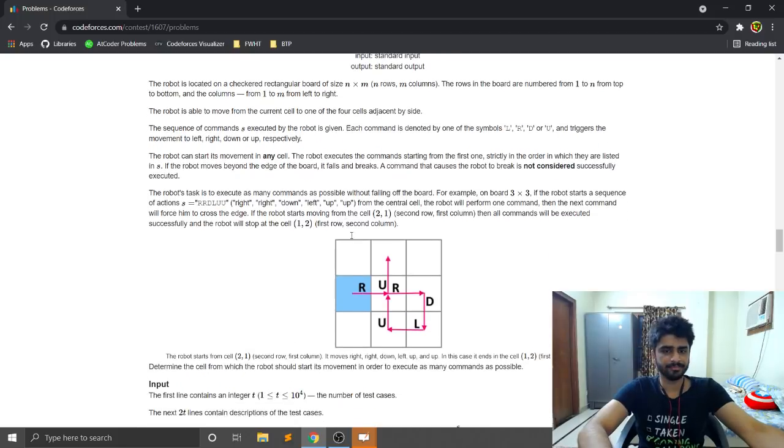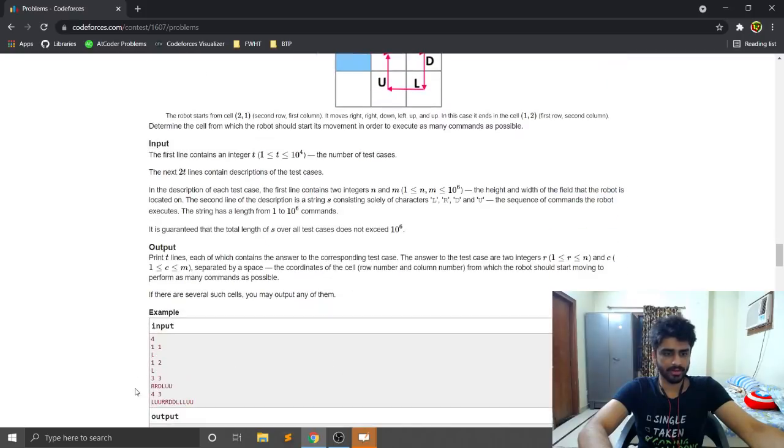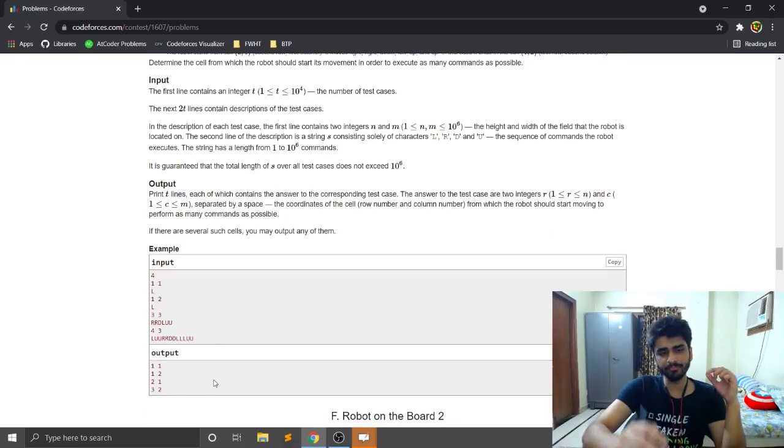Okay, this one is, I think, kind of a repeat problem, and I'm pretty sure I've seen it somewhere. In this one, we are given a sequence of L, R, L, R, and so on. We want to suggest a starting point so that the maximum number of moves can be performed on the board, and we are also given the dimensions of the board. We want to make sure that the robot does not exit the board, and L, U, R, D represent the four directions: left, right, up, and down.